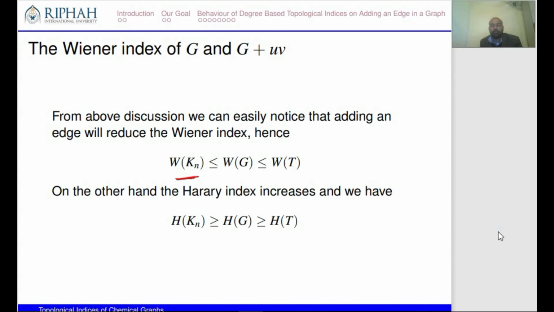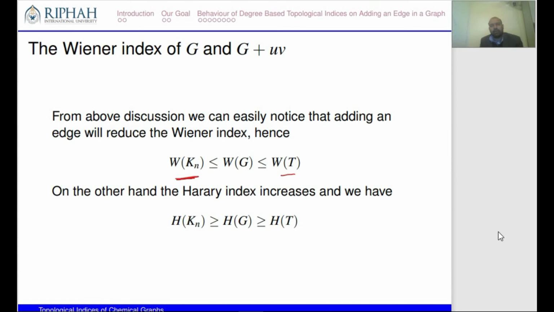while the Wiener index of a tree is maximum. Of course, which trees attain the maximum or minimum Wiener index is another question. But when we talk about graphs on n vertices, the complete graph attains the minimum Wiener index, and the tree attains the maximum Wiener index. As we discussed, adding an edge decreases the Wiener index.